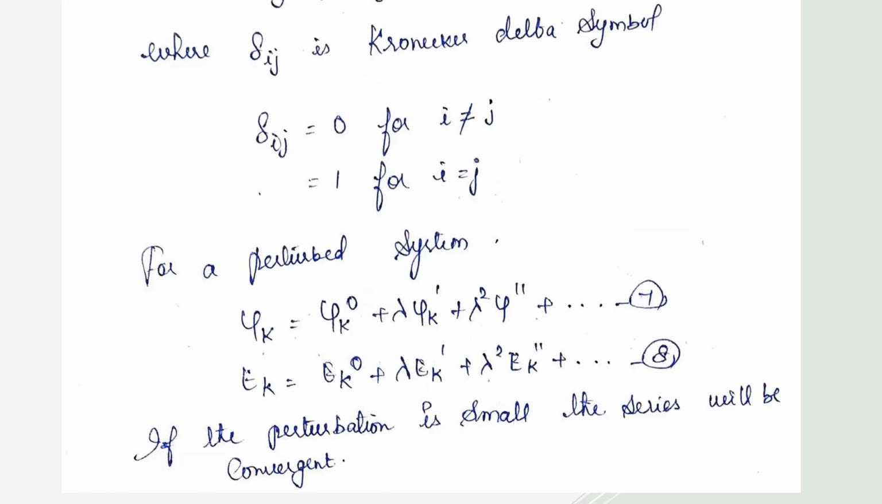For a perturbed system, it may be written as psi k is equal to psi k naught plus lambda psi k dash plus lambda square psi k double dash, etc. and Ek is equal to Ek naught plus lambda Ek dash plus lambda square Ek double dash. So if the perturbation is very small compared to the eigenfunctions and eigenvalues, then the terms will become very small and the series will be convergent.